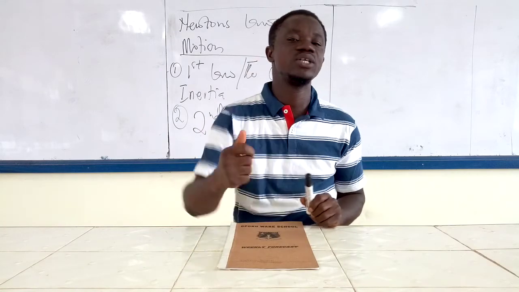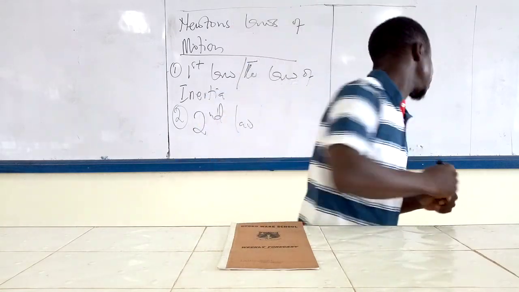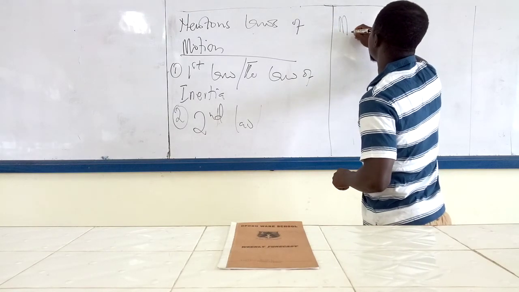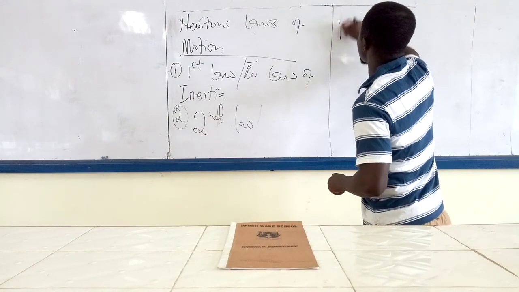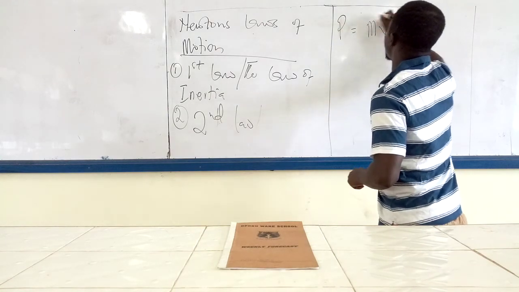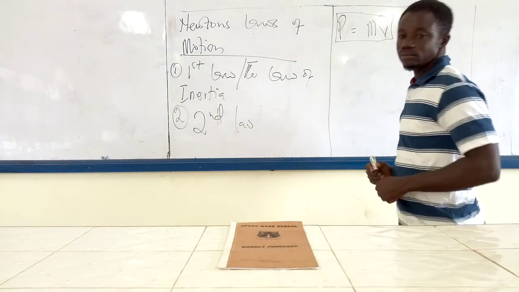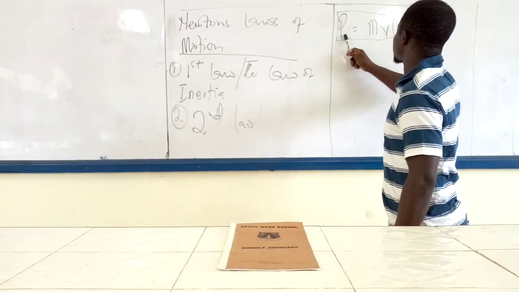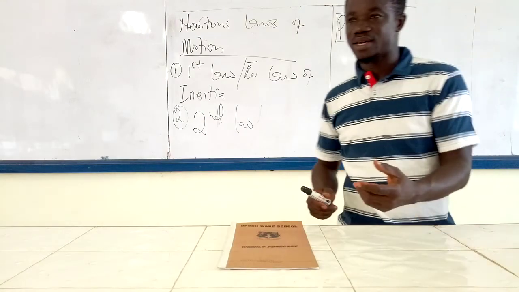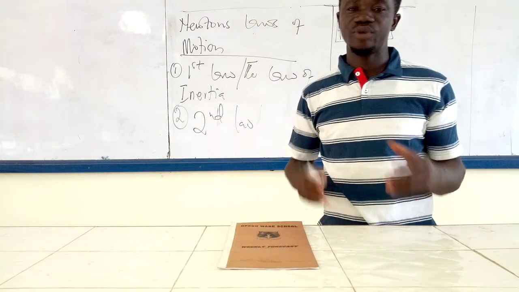So what is momentum? We define momentum as the product of the mass of a body and the velocity of the body. Momentum is the product of mass and velocity of the body. Anytime we multiply a mass by the velocity of the body, we get what we call momentum.